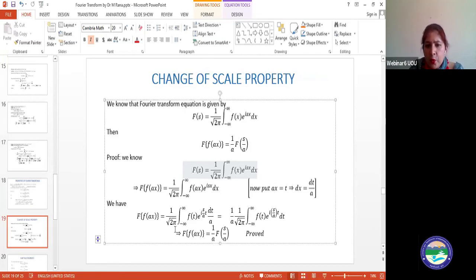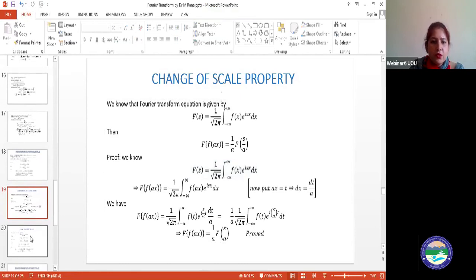So you'll have 1 upon root 2 pi integration from minus infinity to plus infinity ft e raised to power i, you'll put s. In place of x, you will put t by a, and dx equals dt by a. So you will have 1 upon a root 2 pi, and this 1 upon a is a constant, so we'll put it outside the integration. So you'll have 1 upon a root 2 pi integration from minus infinity to plus infinity ft e raised to power i s by a t dt. So you can write this as 1 upon a, and this one is f of s by a. So the Fourier transform also supports the change of scale property.